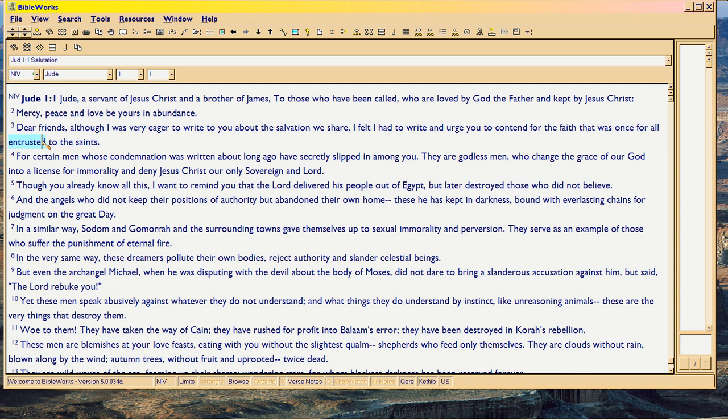He's using the word entrusted. And of course, saints is a term for New Testament believers. It's also used in the Old Testament, but he's using it for a particular reason. So where are we going to go with this? That's what I need to know.